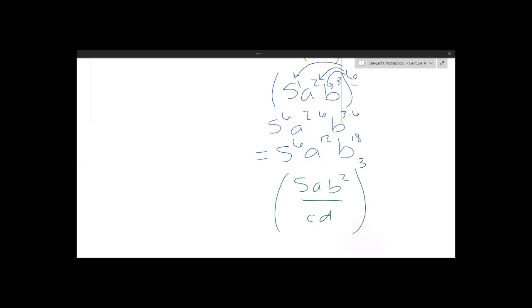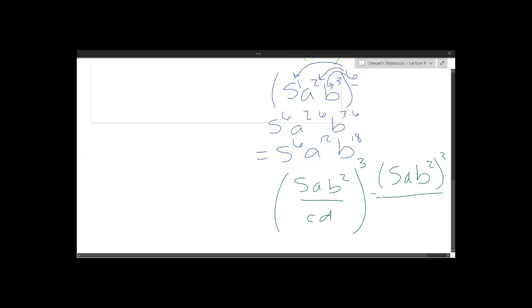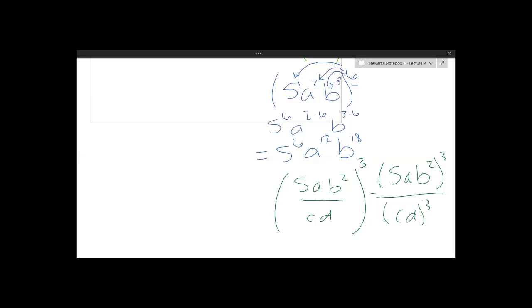Remember how in the last section we said that you have to apply this to the numerator and denominator? We have to do the same thing here, even though the numerator and denominator are monomials. So we'd have 5ab cubed over cd cubed. And then we'd carry out the operation the same way as we did before.